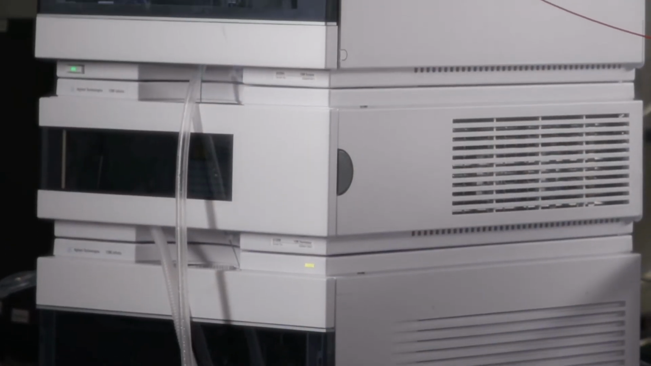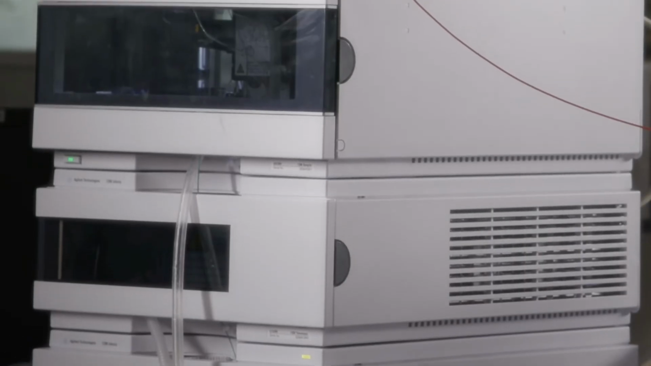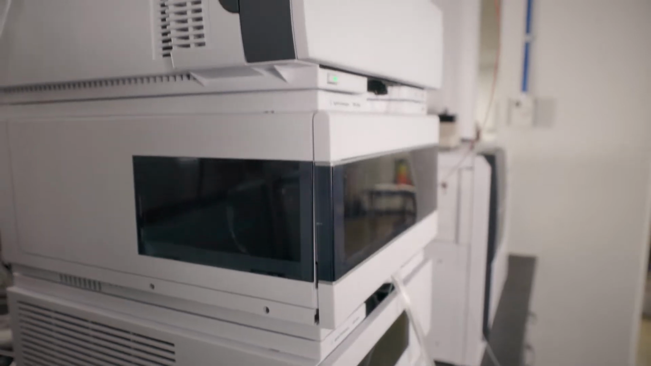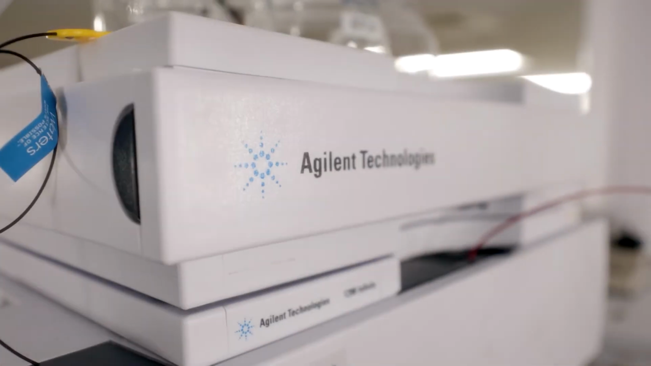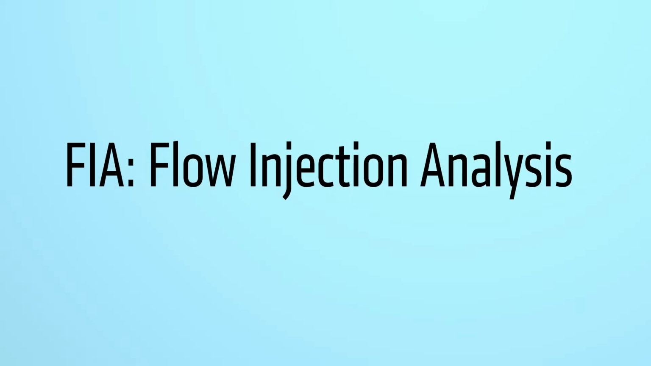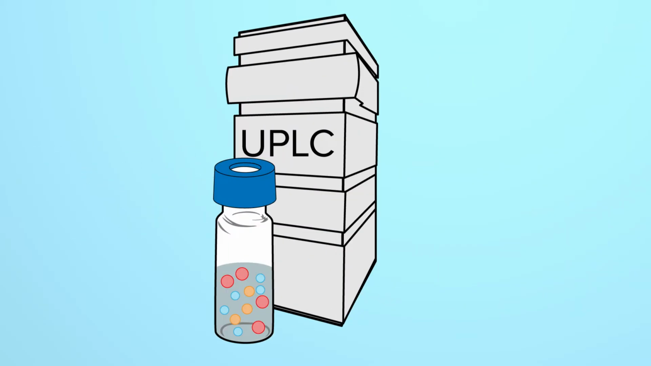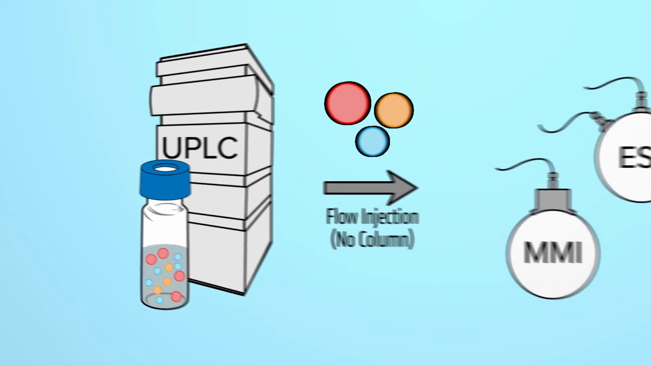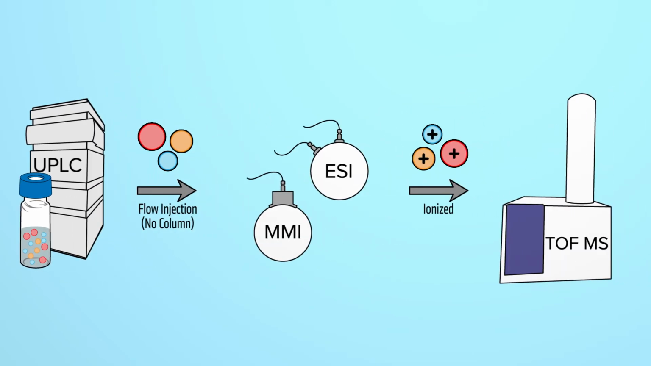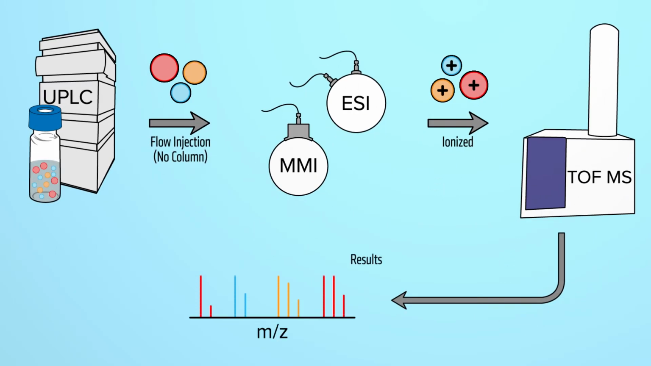There are a variety of ways that samples can be analyzed using this system. Samples that are soluble in an LC-compatible solvent can be either analyzed directly using flow injection analysis or first separated with chromatography. For flow injection analysis, a sample is first injected to the system by the UPLC autosampler. It bypasses the LC columns, is ionized by either the ESI or MMI source, and then the mass is analyzed by the TOF within a few seconds of injection. The resulting mass spectrum includes all ionizable analytes in the sample.